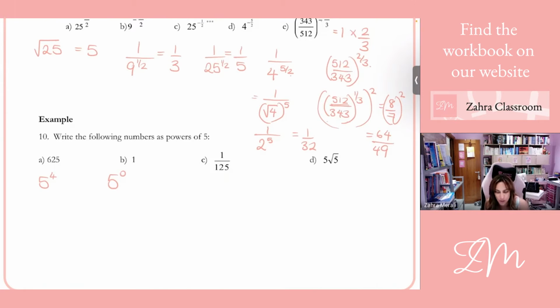Here, I can see a 1 over. So instantly, I know it's a minus. Then I'm thinking 5 cubed is 125. Right, so I've got 5 root 5.